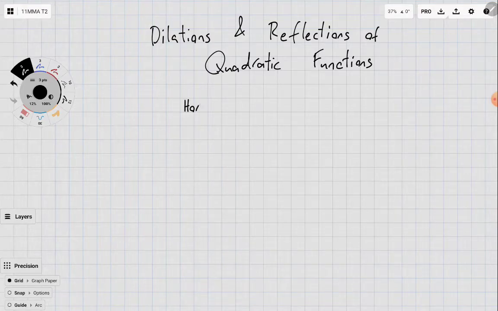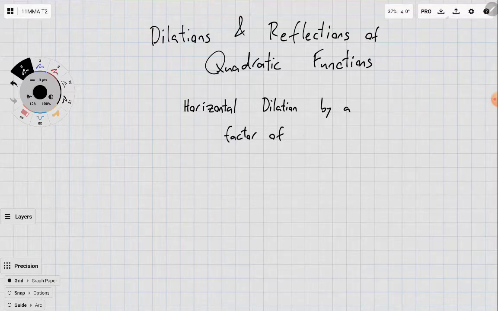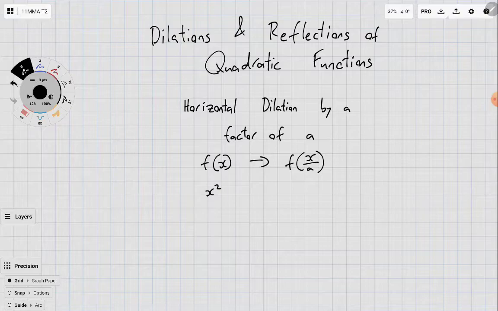So for a horizontal dilation by a factor of, let's call it a, f of x, the function, becomes f of x on a. Okay? So as an example, if I had the function x squared, well, x squared would become x on a squared, which is x squared on a squared.